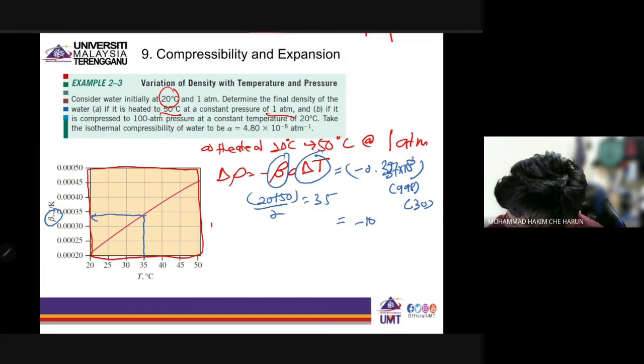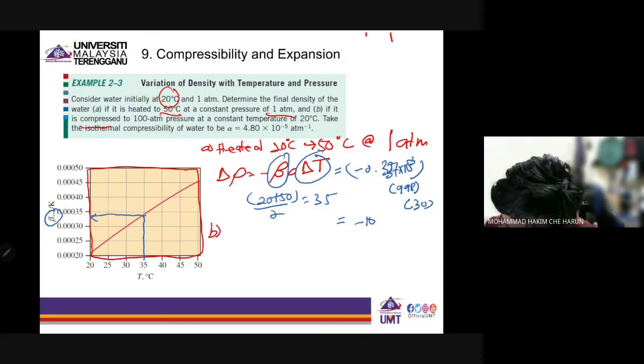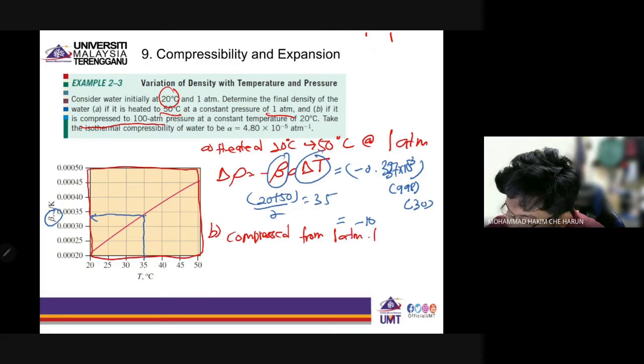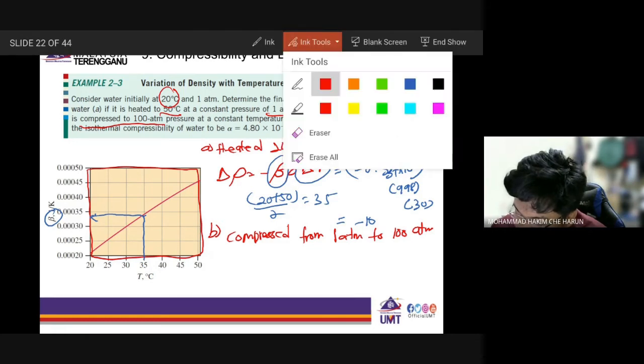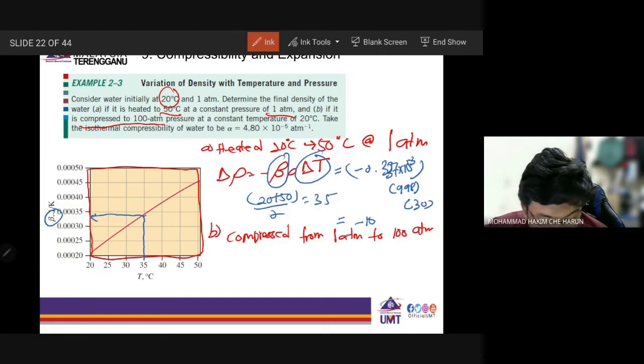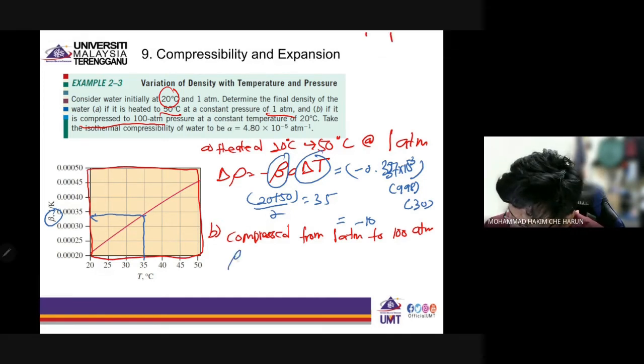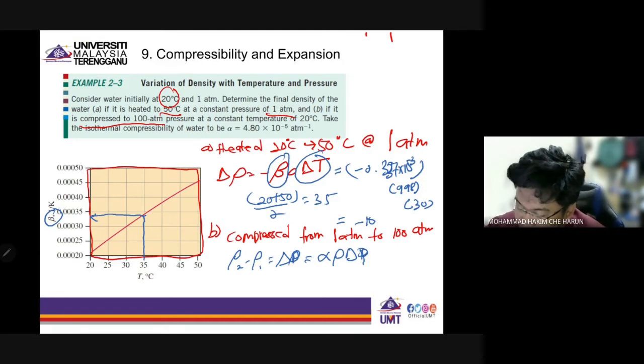The next one, B, says that if it compresses 200 compress from 1 atm to 100 atmospheric. 99 naik. Naik 99. Jadi dia kata yang ni bila dia compress kita kena guna formula compressibility. So formula compressibility equal to rho 2 minus rho 1, or equal to delta rho equal to alpha rho times with the delta P. Delta P. Yang tadi tu delta T, ni delta P. The change of pressure pula.